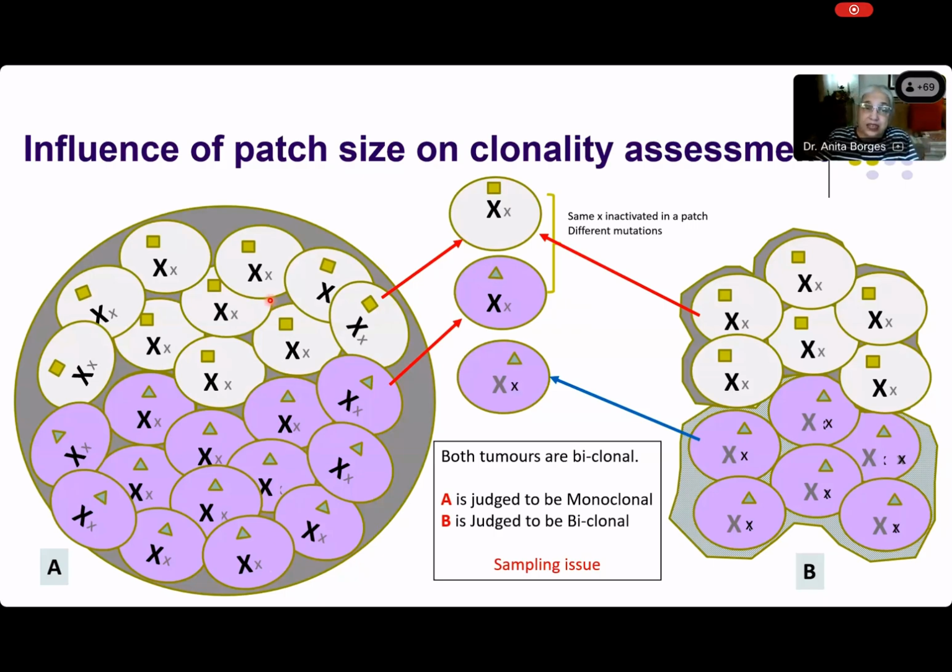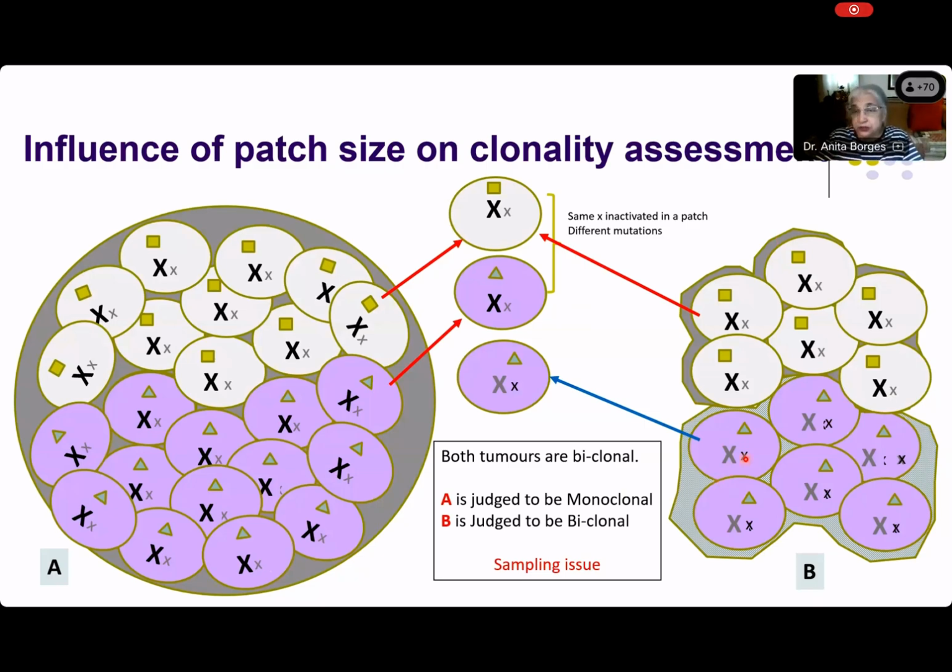But hiding there is the fact that in this large patch, where all the cells have got the same X inactivated, there are two clones of cells and two mutations. Just notice that they have the same X that has been inactivated. So if I test this tumor, tumor A will be judged to be monoclonal. But now look at this. Here the cells that have become tumorous have grown from two small patches. And here, this is the gray X that is not inactivated and the black X that is.